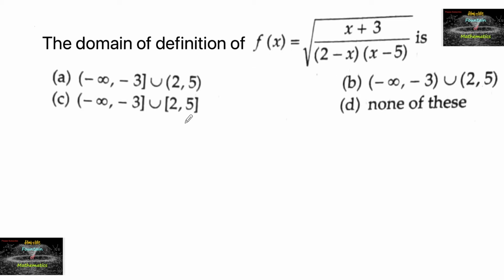The domain of definition of the function f of x is equal to root over (x plus 3) upon (2 minus x)(x minus 5).